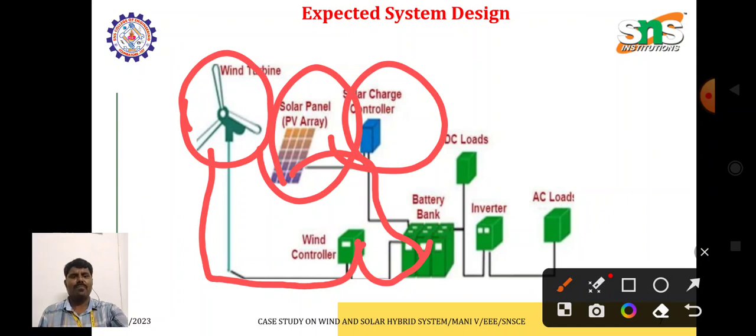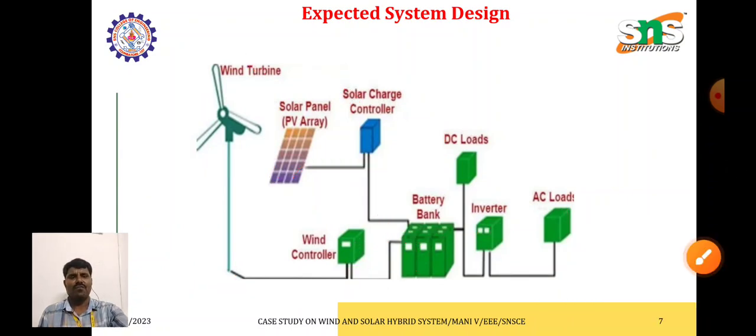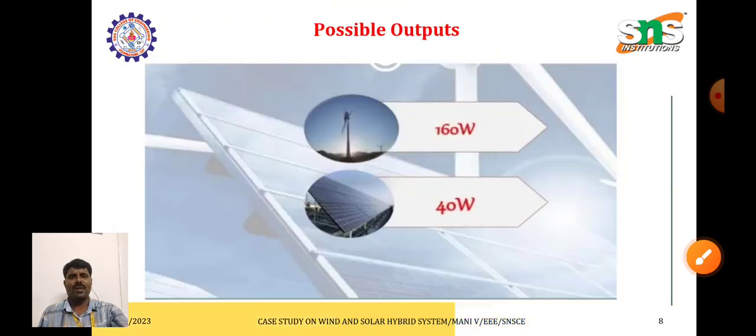From the battery, the supply is fed to the inverter. The inverter converts the DC into AC. Then the AC power is fed to the loads, where we can use the electrical power supply. And this is the expected power system for the wind and solar hybrid system.